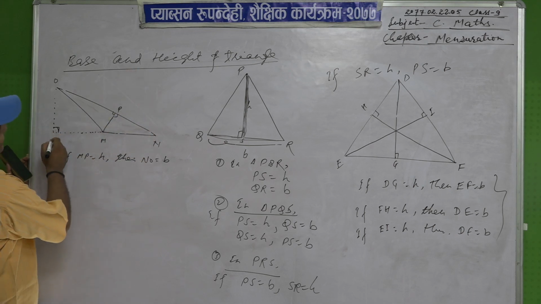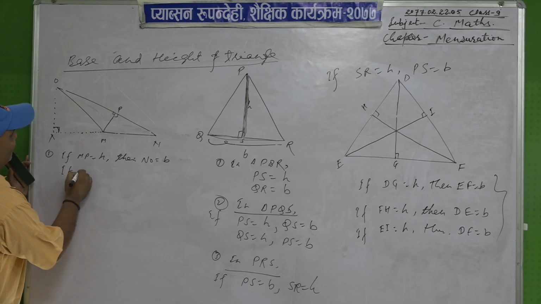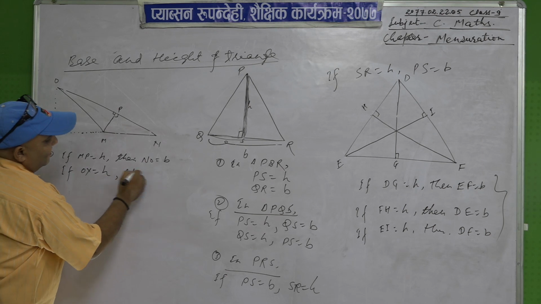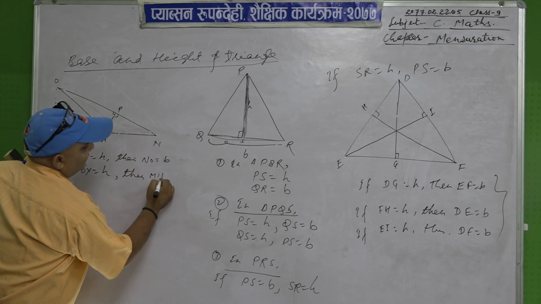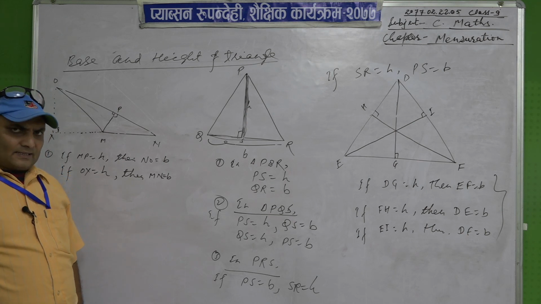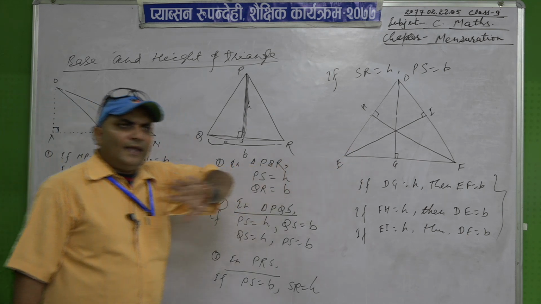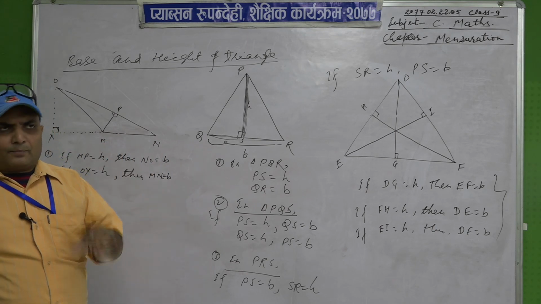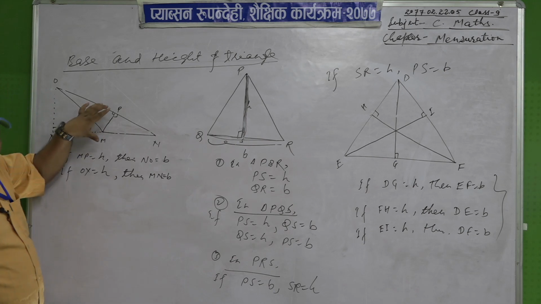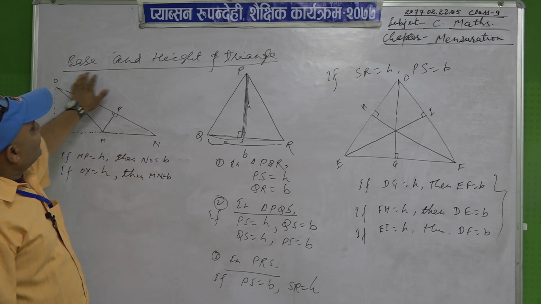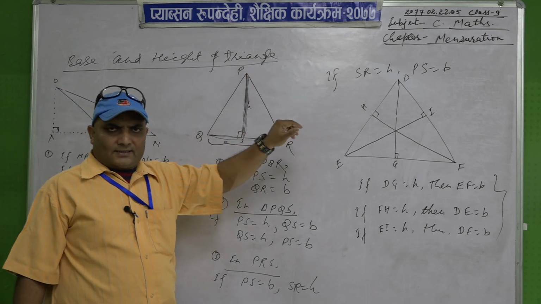In this figure, if OX is height, then MN will be base. So, in this type of figure also we can make 3 heights and 3 bases, not only in this type of figure. Every triangle has 3 bases and 3 heights, but you should know what is base and what is height. Okay. This is all about base and height of the triangle.